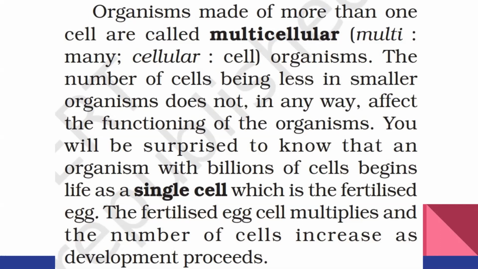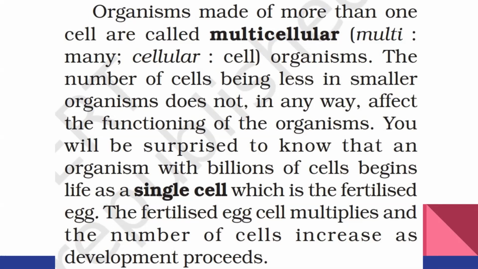Organisms made up of more than one cell are called multicellular organisms. What is the meaning of multi? Multi means many. Cellular means made of cells. The number of cells being less in a smaller organism does not in any way affect the functioning of the organism. You will be surprised to know that an organism with billions of cells begins life as a single cell, which is the fertilized egg. The fertilized egg cell multiplies and the number of cells increases as the development proceeds.